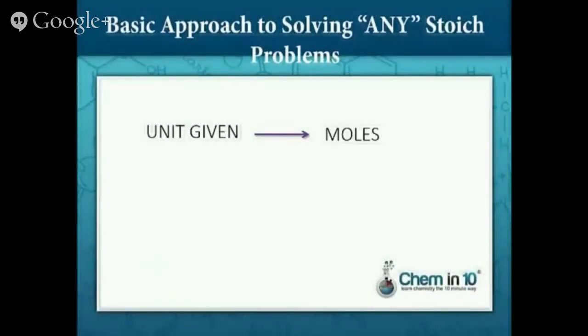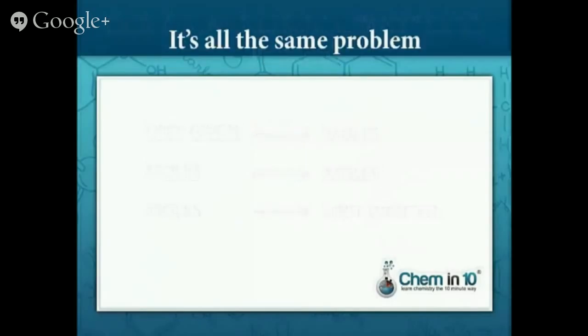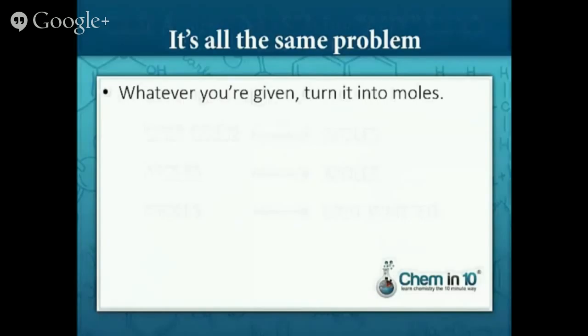So let's say we're given grams of hydrogen, we need to convert that to moles of hydrogen. Once we have moles of hydrogen, we need to convert that to moles of something else in the equation, let's say water. So we convert moles of hydrogen to moles of water, and once we have moles of water, we need to convert that to our unit wanted, which I guess in this example would be grams of water. But it's all the same problem.